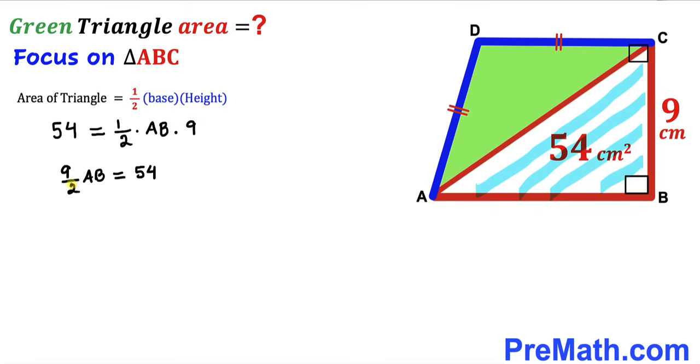Now I am going to multiply both sides by the reciprocal of this fraction, which is 2 divided by 9 on the left hand side and 2 divided by 9 on the right hand side as well. Here we can see the 9s are gone and the 2s are gone as well. So our AB side length, if we multiply and simplify, turns out to be 12 centimeter. So thus this AB side length is 12.